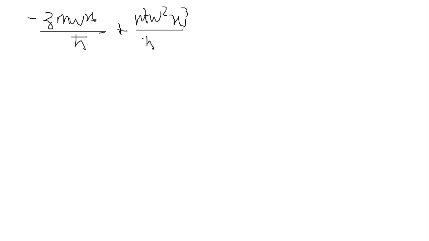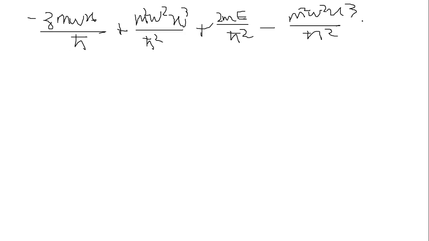So after cancelling out the exponential term, we will get minus 3m omega x by h cross plus m square omega square x cube by h cross square plus 2mE by h cross square x and minus m square omega square x cube by h cross square equals 0.